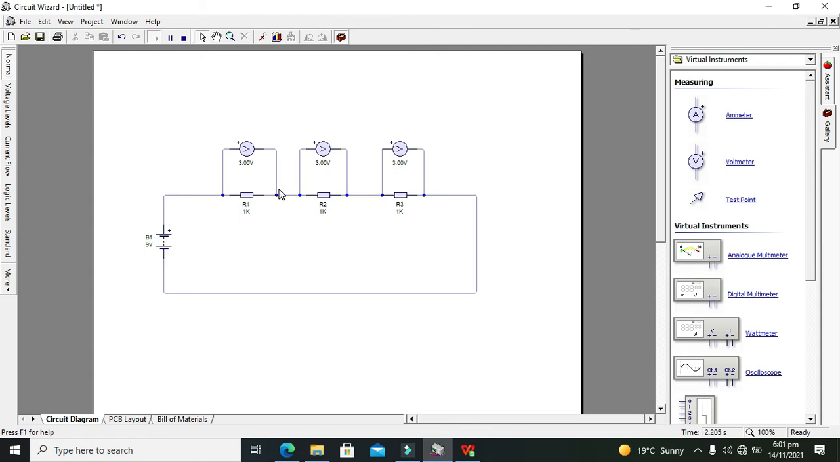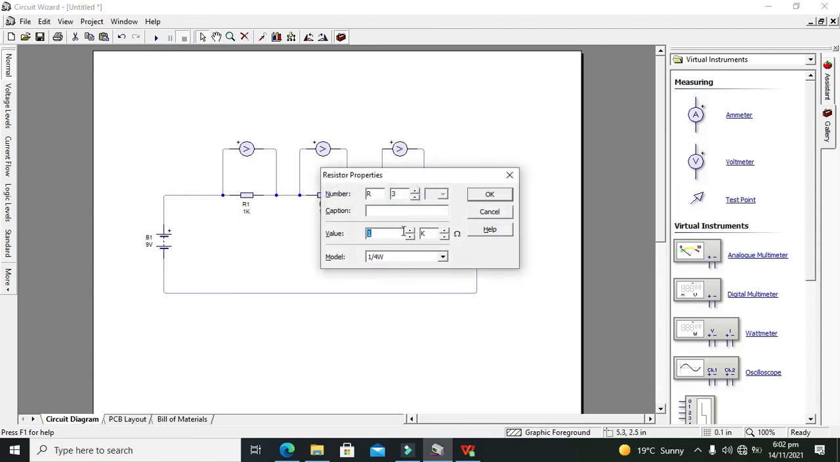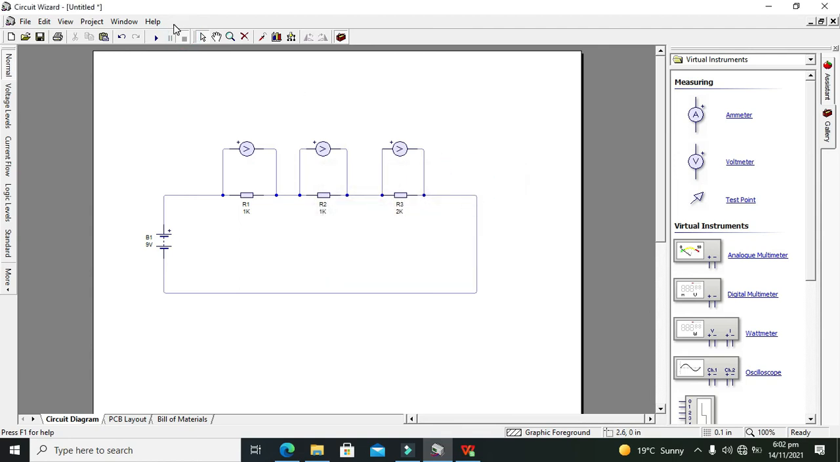Now we will see here that, as we know, resistors drop the voltage and the battery raises the voltage within the circuit. So the first resistor drops 3 volts, the second also 3 volts, and the third also 3 volts. Can we change their resistance? Yes, we can. Here you can see that we have changed R3's value to 2K.